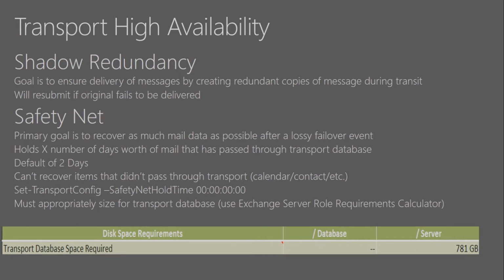So if you were to lose some transaction logs, the DAG is smart enough to query the transport database and say, hey, give me everything that passed through transport for the last X number of days. By default, it's 2 days. And you won't be able to see these messages. Shadow redundancy you can see because you've probably run git-q and you've seen the shadow queues. That's a little different. Safety net you can't see. It's in a hidden table in the transport database. But what this results in is your transport database file being quite large.